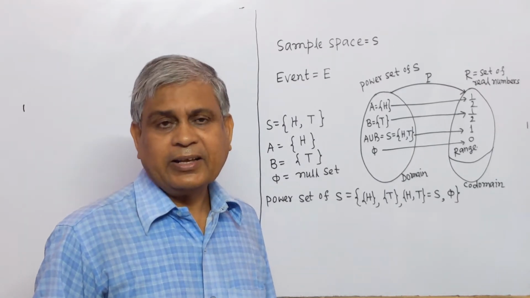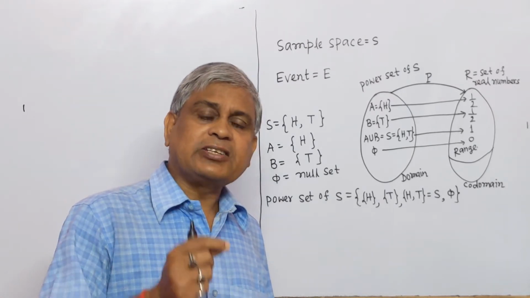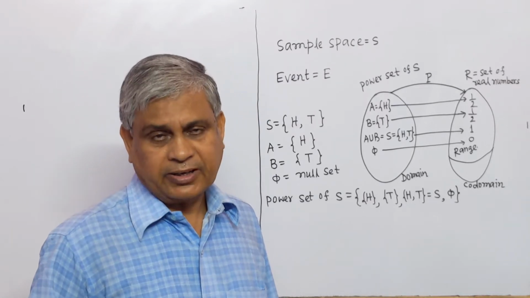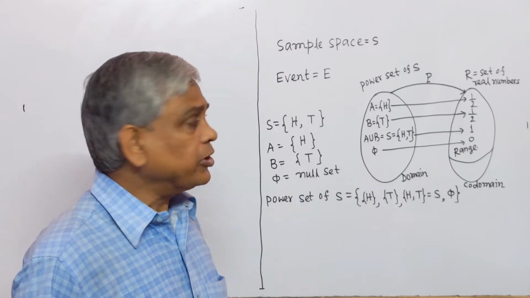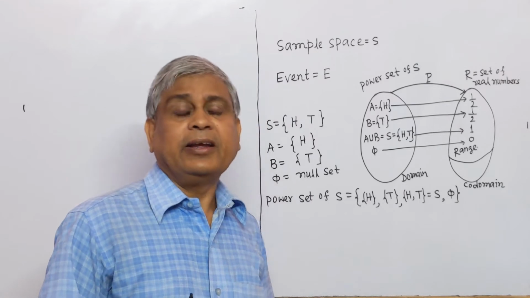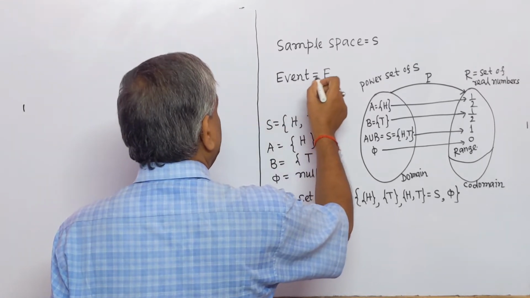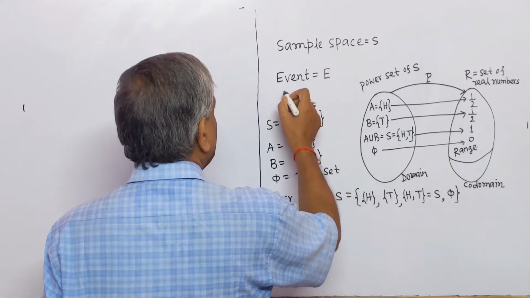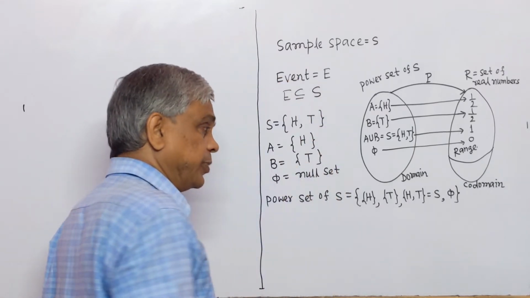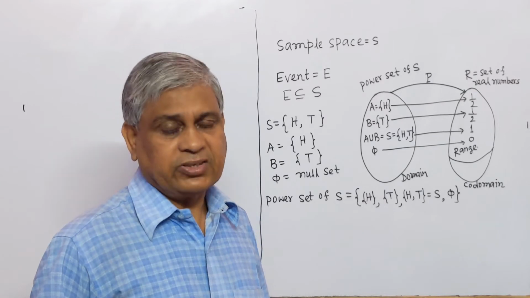We know that sample space is a set which is the collection of all outcomes of a random experiment. The sample space is denoted by S, and event is a subset of a sample space. Event is denoted by E. Event is subset of sample space. By an example, we will try to understand this.